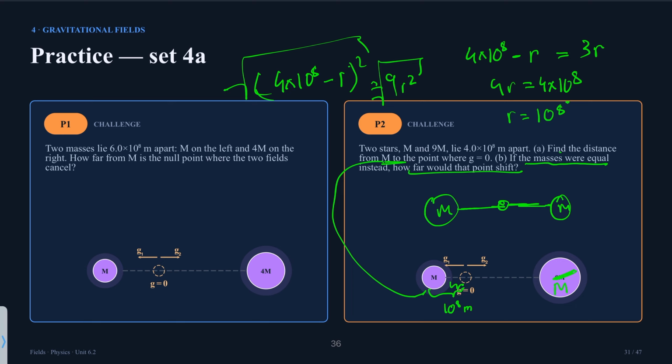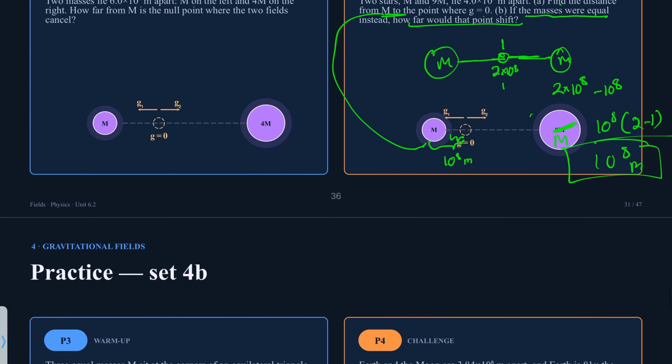So at that point, what's the middle of 4 times 10 to the 8th? It's just 2 times 10 to the 8th, right? There you go, that's your middle. So how far would it shift? 2 times 10 to the 8th minus 10 to the 8th. It would shift that much. 10 to the 8th times 2 minus 1, it will shift 10 to the 8th meters, okay? There you go. Pretty neat, all in all.